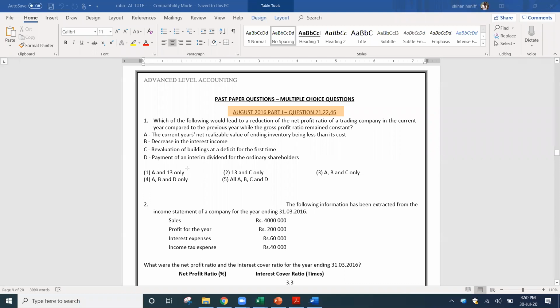Which of the following would lead to reduction of net profit ratio of trading company in the current year compared to the previous year while the gross profit ratio remained constant? Gross profit is constant. Right. Normally what we have is, we have the gross profit. Then we add other income, plus other income. Then minus all expenses. Then the answer is profit before tax. Then minus tax. Answer is profit after tax, or else the net profit.